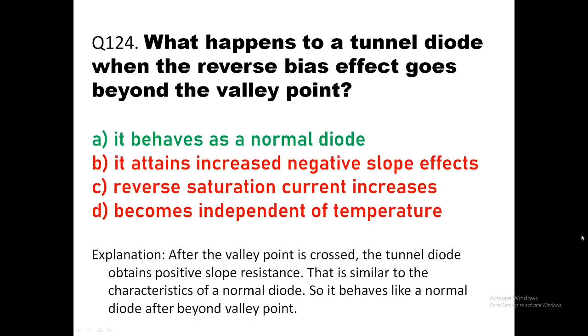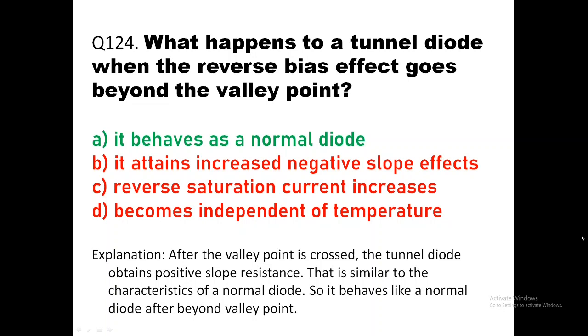So answer A will be the correct answer. Here I have also given the explanation. After the valley point is crossed, the tunnel diode obtains positive slope resistance. So according to Ohm's law, as the voltage increases, your current also increases. That is similar to the characteristics of a normal diode. So it behaves like a normal diode after the valley point.